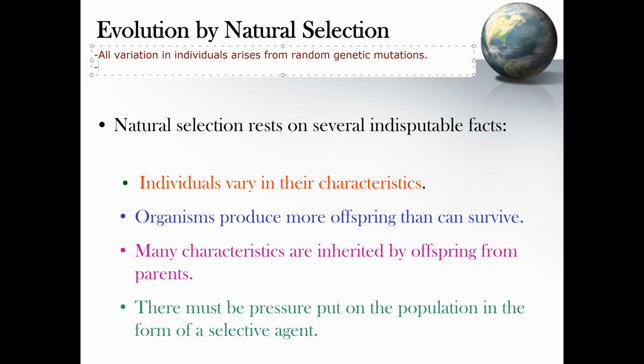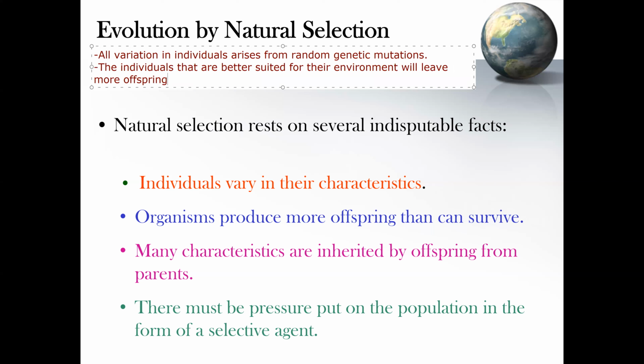So with natural selection, the individuals that are better suited for their environment will leave more offspring, passing on their genes to the next generation.